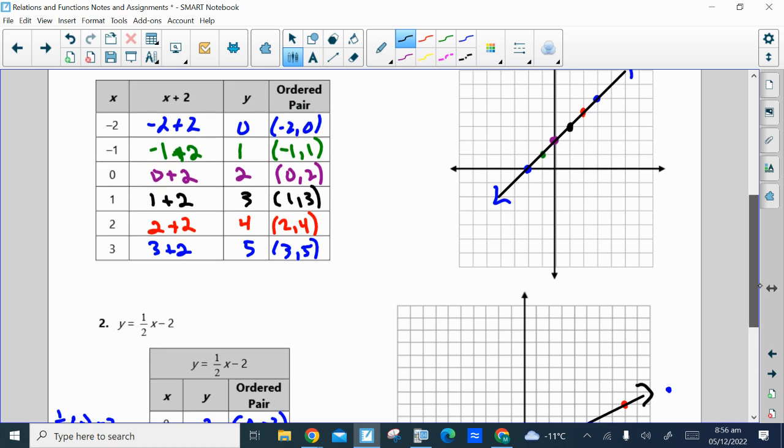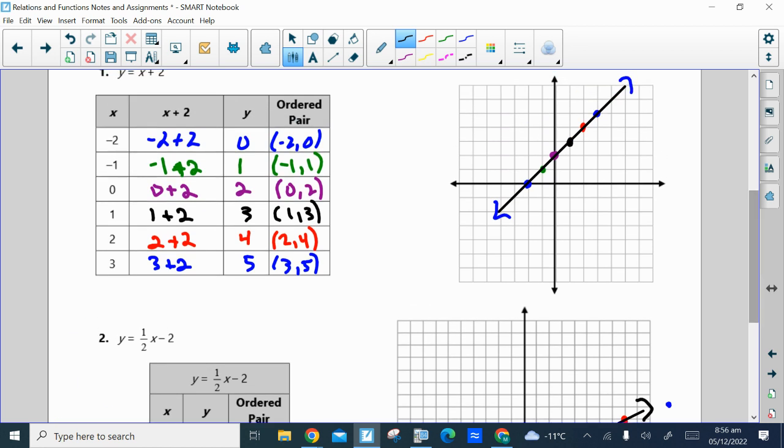I want you to notice something else. In this first table of values, we started with an x value of -2, and then we added 1 every time. After -2, it was -1, then 0, then 1, then 2, then 3. We added 1 every time. And look what's happening to the y values in this case. They're going up by 1 as well.